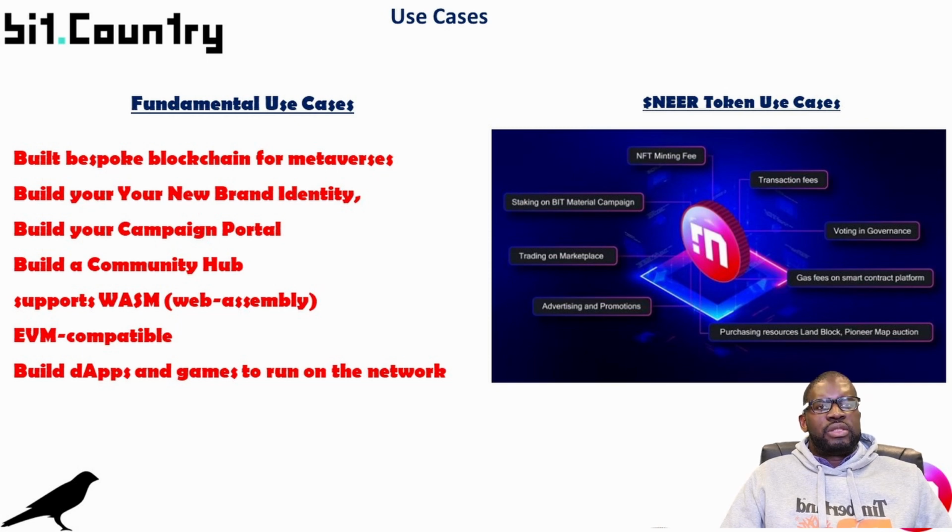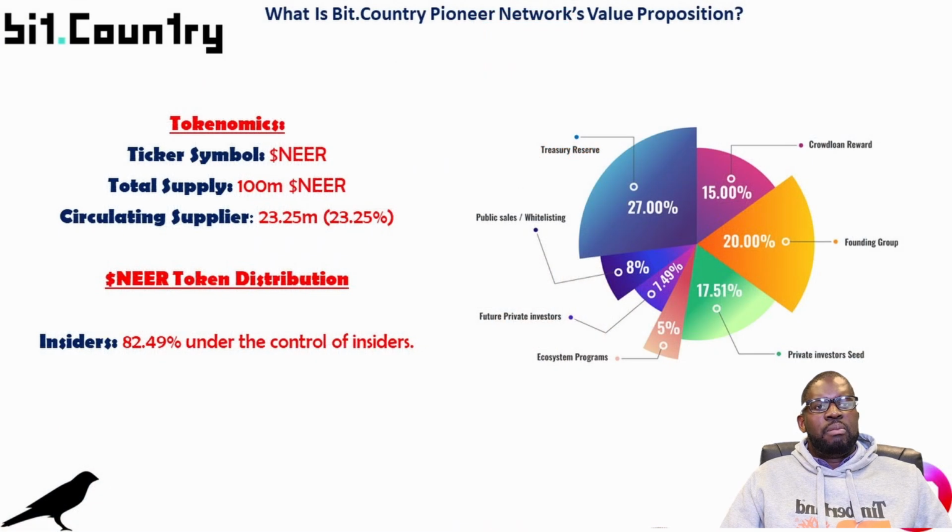Now on to tokenomics. Ticker symbol NEAR, maximum supply 100 million. Circulating supply 23.26 million, which is 23.26%. At token distribution, the community crowd loan was allocated 15.6% or 15.6 million NEAR tokens. Early backers were allocated 17.51% or 17.51 million NEAR tokens. Ecosystem reserves 5% or 5 million NEAR tokens.